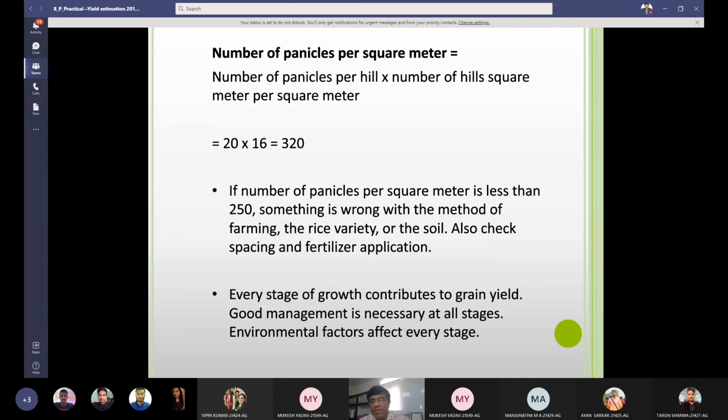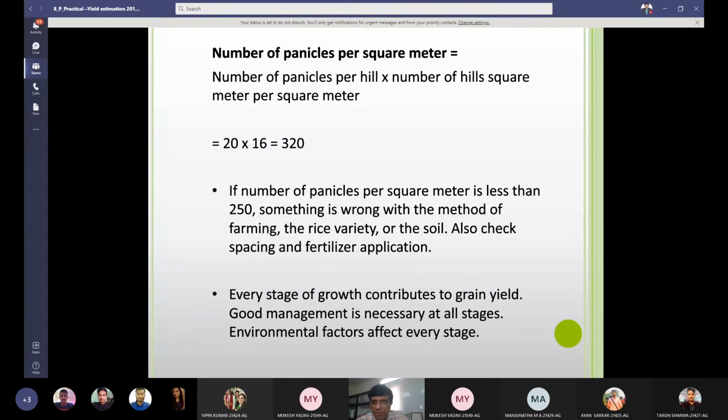And you know how many panicles are there in one hill? So there were 16 hills, and each hill was having 20 panicles. So 20 times 16, you get 320. So 320 are the panicles per square meter. If the number of panicles per square meter is less than 250, something is wrong with the method of farming, the rice variety or the soil. Also check the spacing and fertilizer application. Means at least 250 panicles should be there.